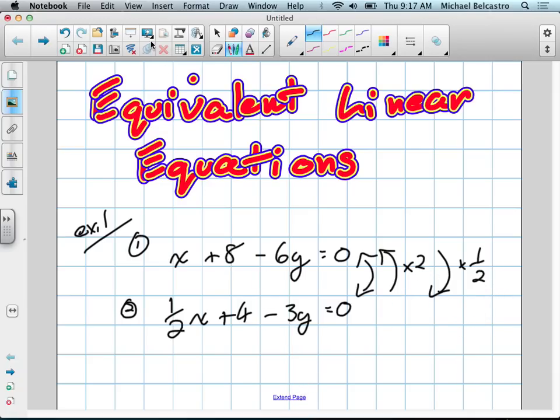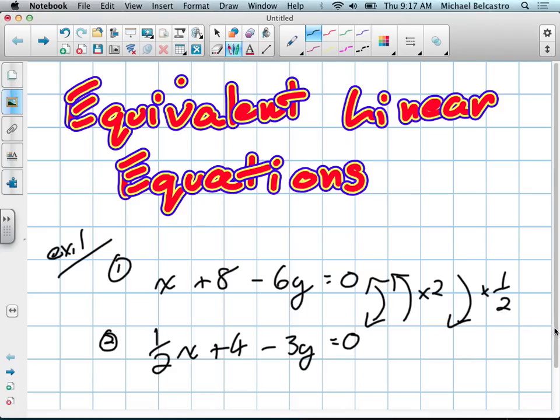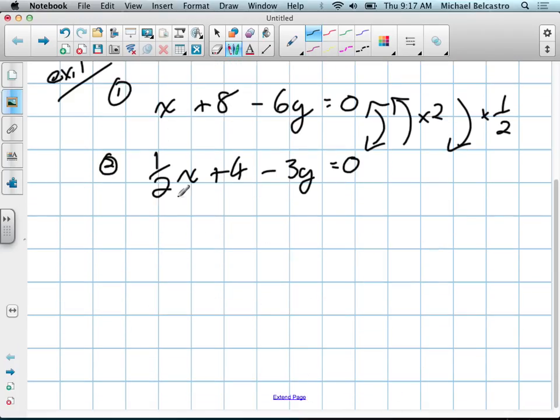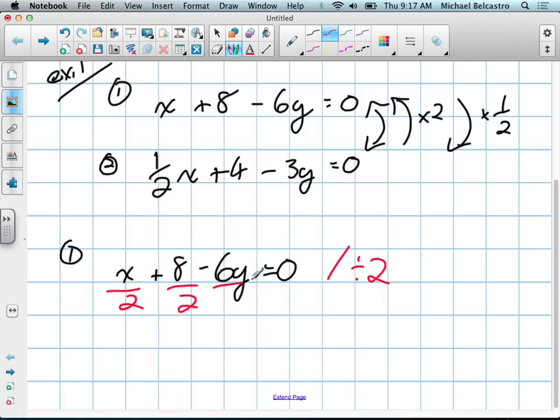What we mean by that is I can take one of them, and we'll take the first one, x plus 8 minus 6y equals 0. And what we're going to do is divide each of the terms in this equation by 2. Essentially the idea is whatever I do to one side, I have to do to every term on the other side. So because we divided 0 by 2, we divide all those terms by 2.